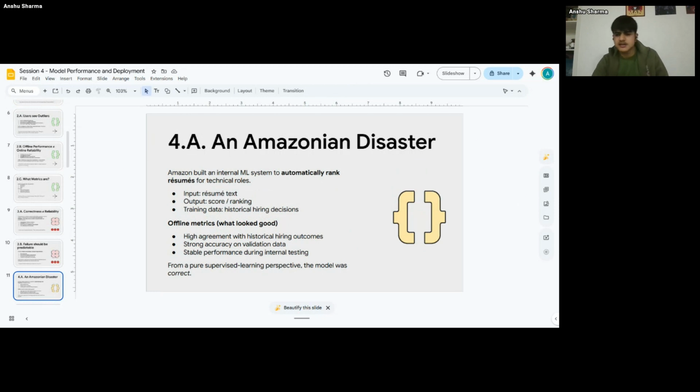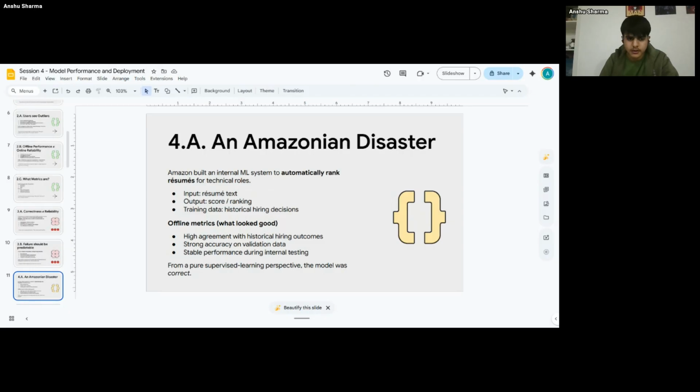And the accuracy was also pretty good on validation data, and the performance was stable. So they observed these three things during offline testing. Now why this is important is because it tells you that even though the metrics indicated that everything was good, it did not work out as well, right?